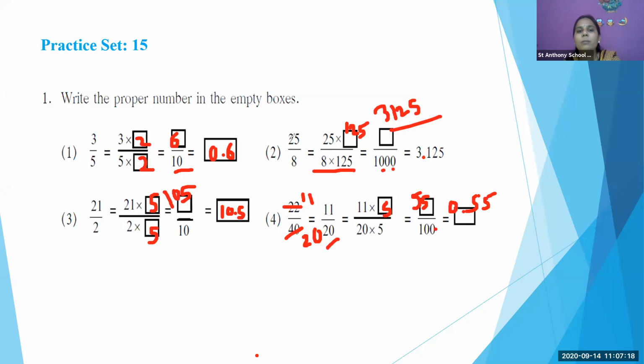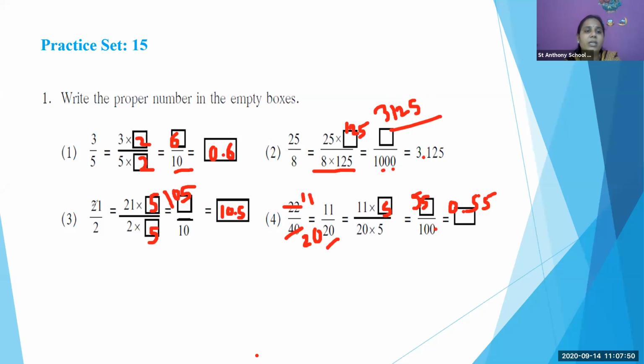Now 25 by 8. 8 gets multiplied with 125, so that the answer is 1000. So I am supposed to multiply 25 by 125, because if the denominator is multiplied with 125, the numerator also gets multiplied with 125. So the answer is 3125. That means 3125 upon 1000 means 3.125 is the answer.